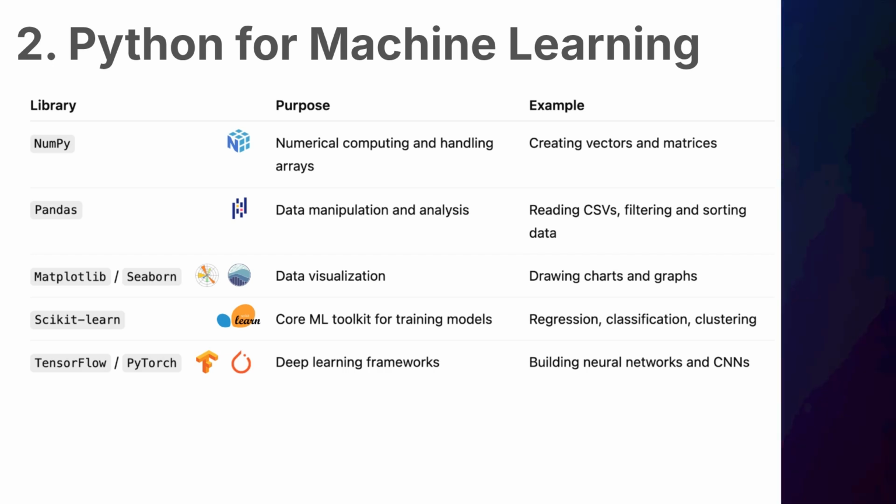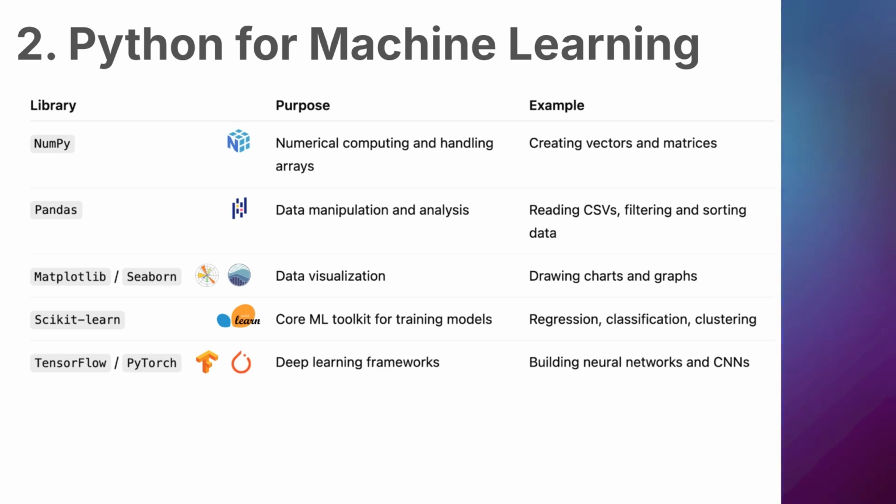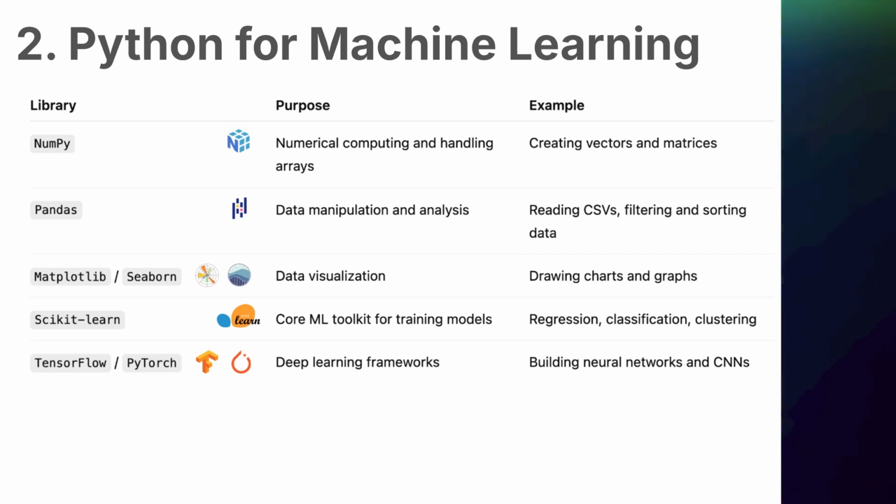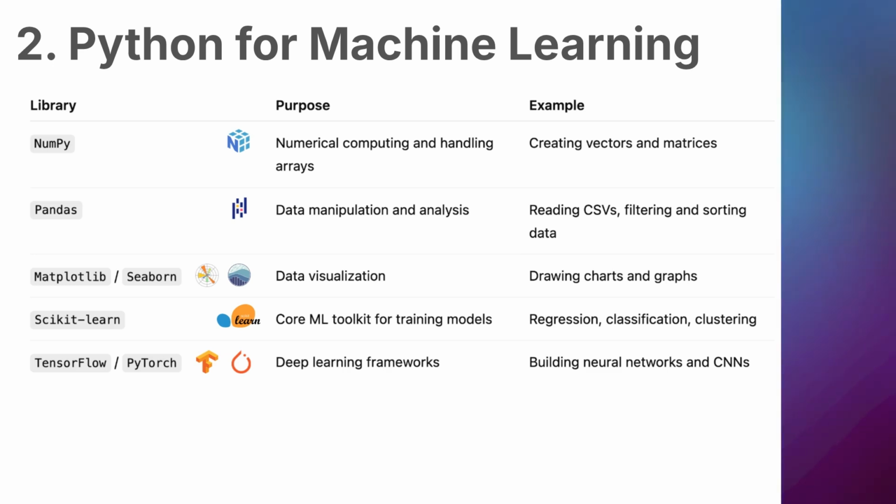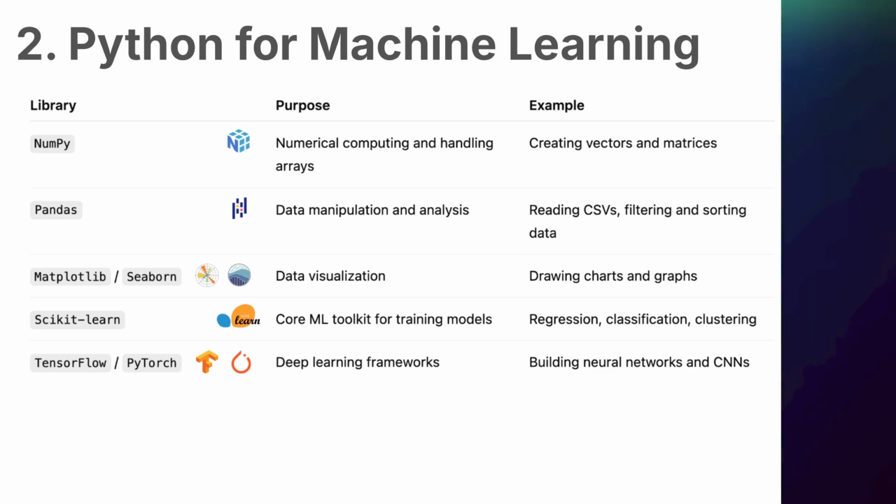NumPy is used for numerical operations. It helps you create and work with arrays, vectors, and matrices, which are the building blocks of machine learning data. Pandas is great for handling and cleaning data. You can easily load CSV files, filter rows, sort values, and prepare your dataset for analysis.